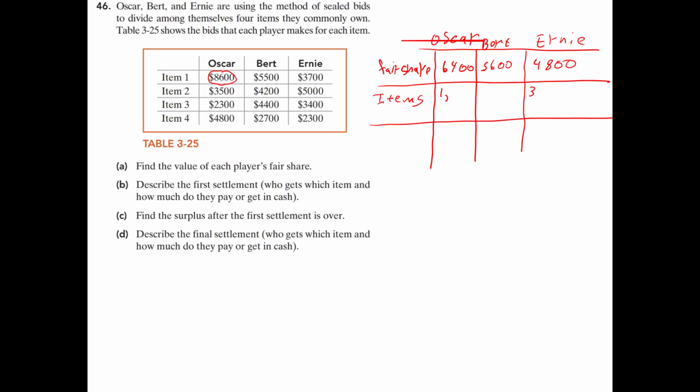Okay. Item 3. I'm sorry, that was item 2. Item 3, 2,300, 4,400, and 3,400. So Bert likes item 3 most, and so Bert gets item 3. And then finally item 4, 4,800, 2,700, and 2,300, and so Oscar gets item 4 as well. So cash.